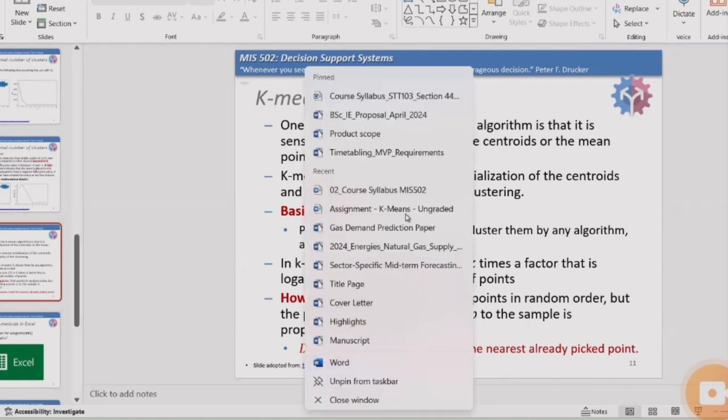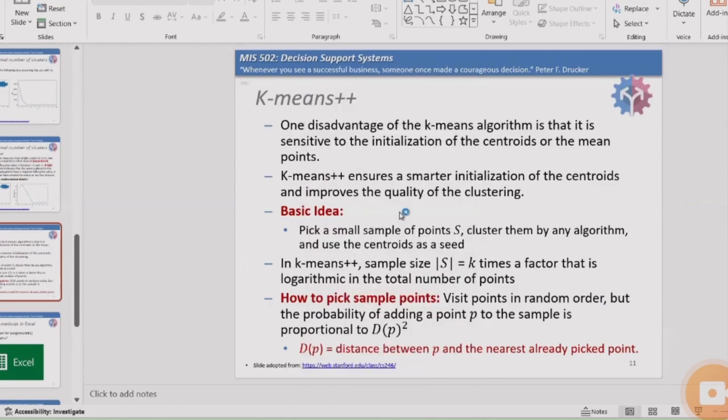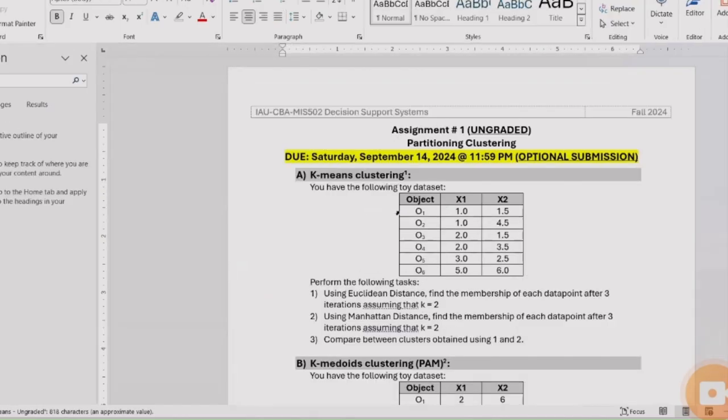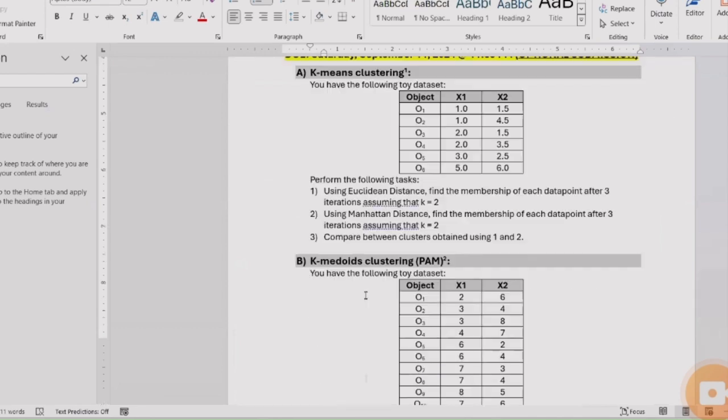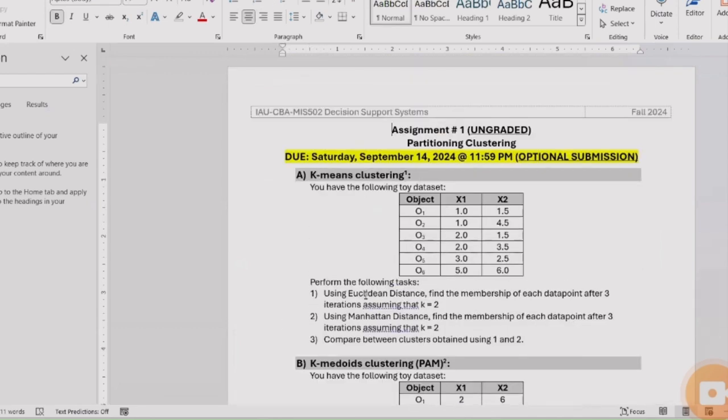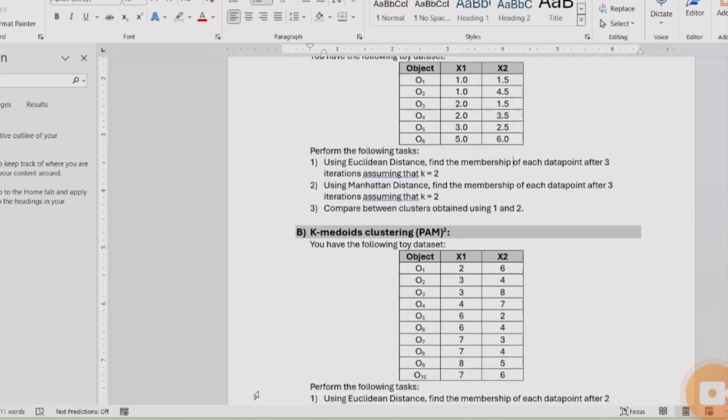I have put two sample problems on Blackboard today. Do not worry, because it's an ungraded assignment. I want you to try it out before the quiz. If you have any concern, please talk to me.